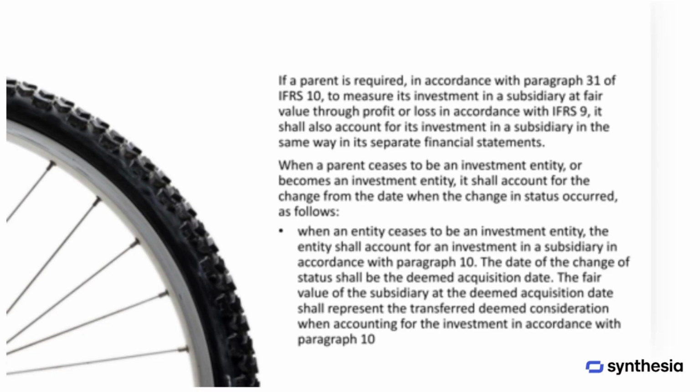When a parent company changes its status by either becoming or ceasing to be an investment entity, it must account for this change from the date it happened. If the company stops being an investment entity, it should then account for its investment in the subsidiary following the usual rules. The date when the status changes is treated as the acquisition date, and the fair value of the subsidiary at that time is considered the value transferred for accounting purposes.